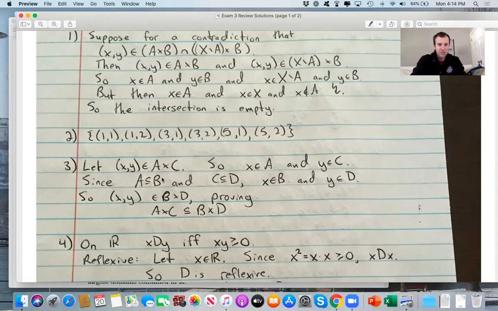Then after we've learned this about the coordinates, we start repackaging. We know these two particular elements are in B and D, so their pair is in B times D, and that was really what we wanted to prove. Assume it's in one product, show it's in the other product. This XY was arbitrary, so we could have done this for any pair in A times C, so that means this subset relationship is true.